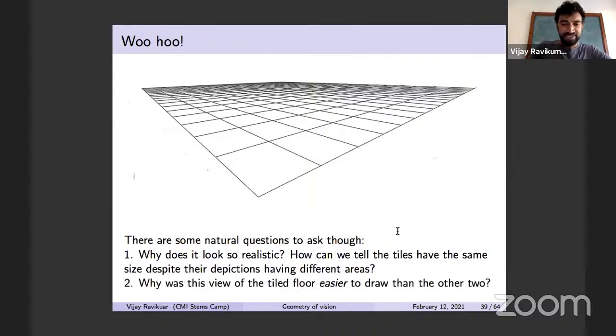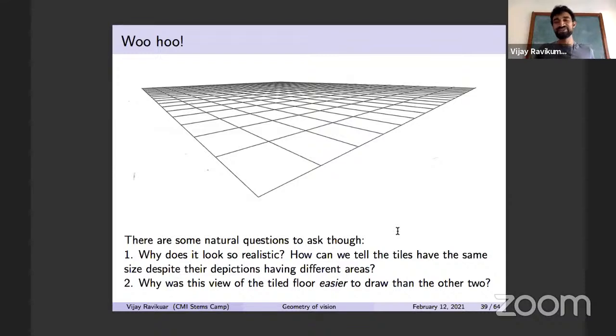The second natural question is, why is it that this view of the tiled floor is easier to draw than the other two? It's the view in which we lost all the information about the lengths of the sides, and yet somehow it became easier in some sense.